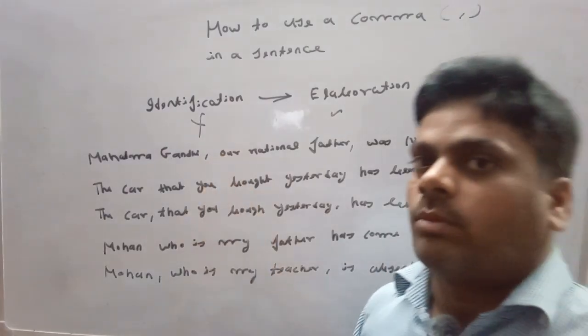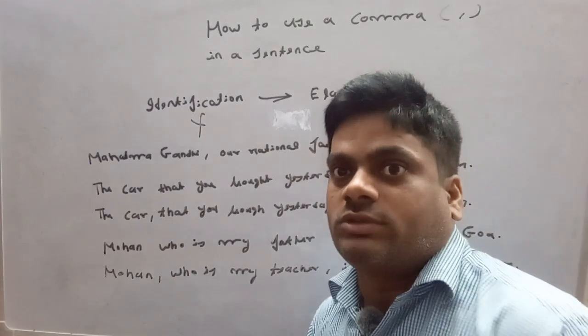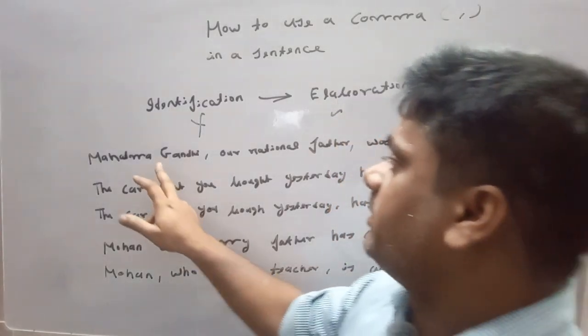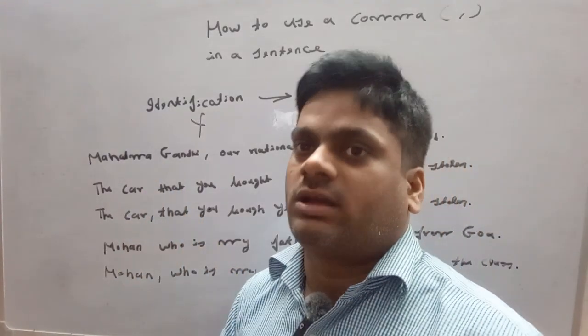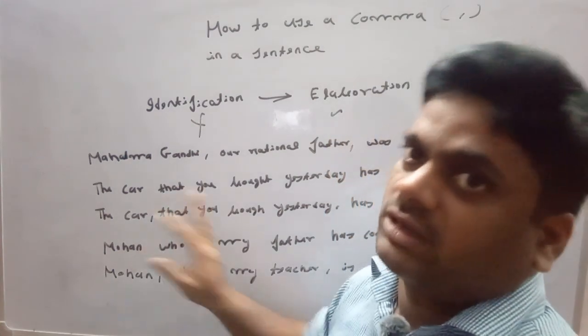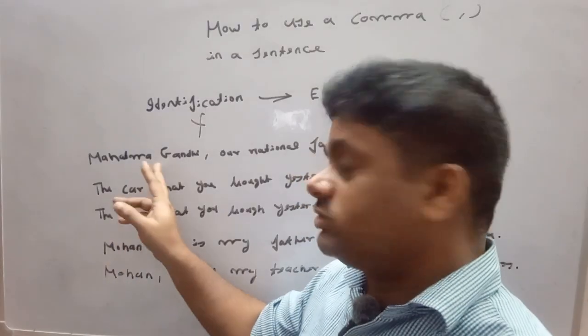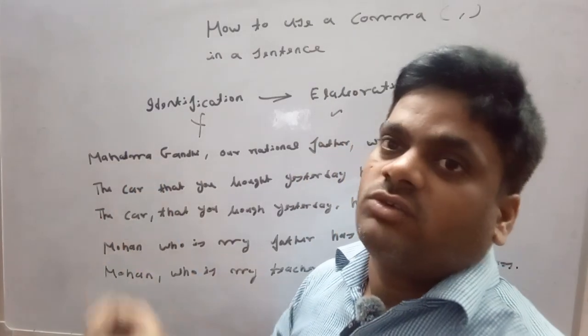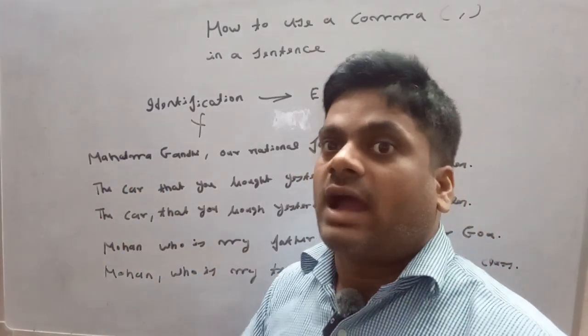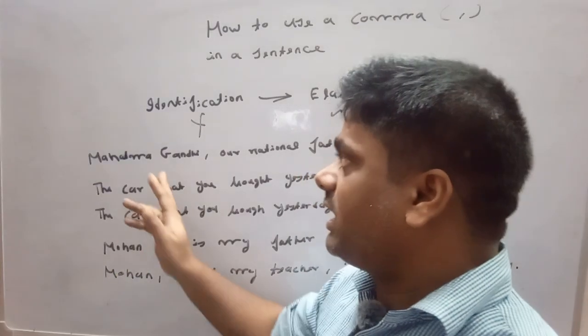Here we have used comma because Mahatma Gandhi is a noun, the name of a person. Everybody knows about Mahatma Gandhi. All people are familiar with Mahatma Gandhi. So for Mahatma Gandhi, the noun used in this sentence, we cannot make identification. Here Mahatma Gandhi doesn't need identification.